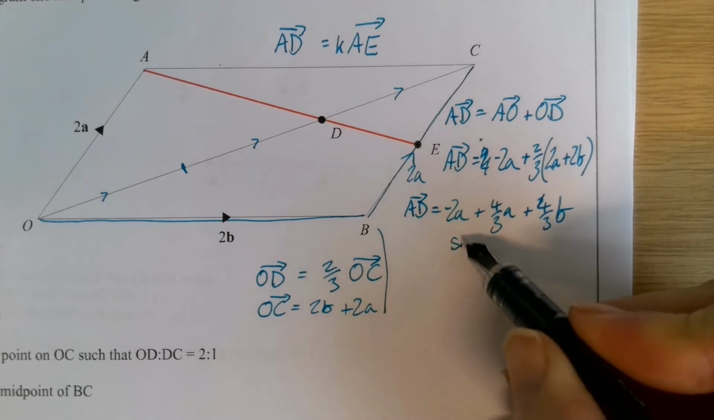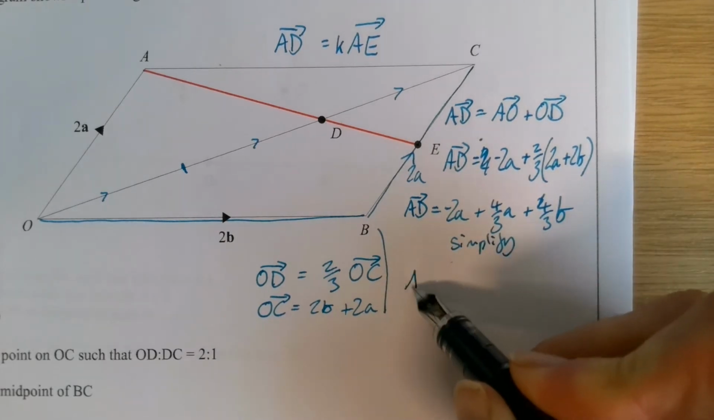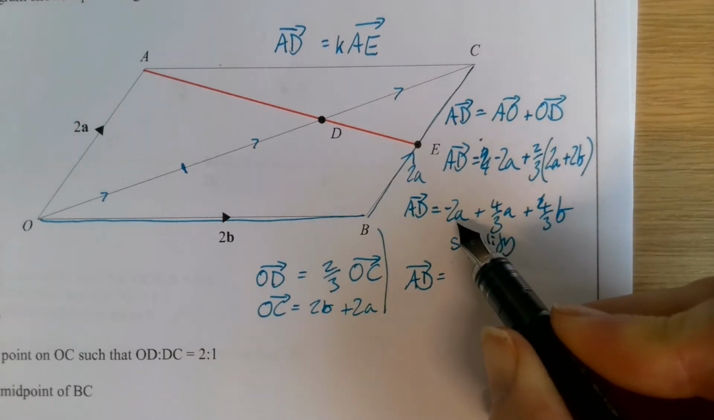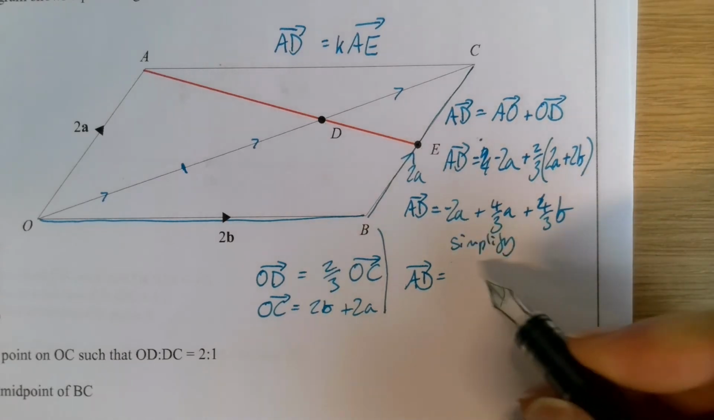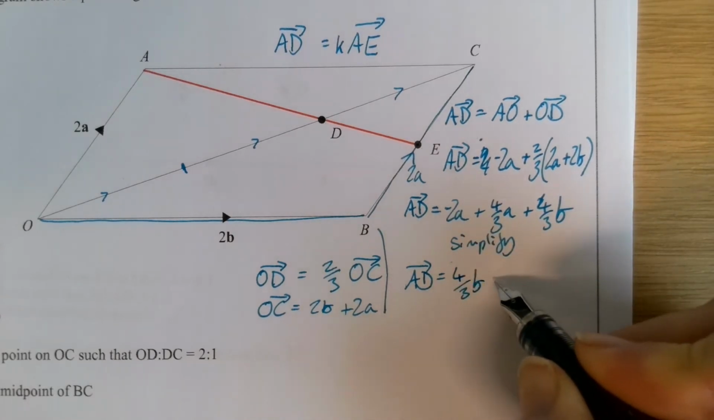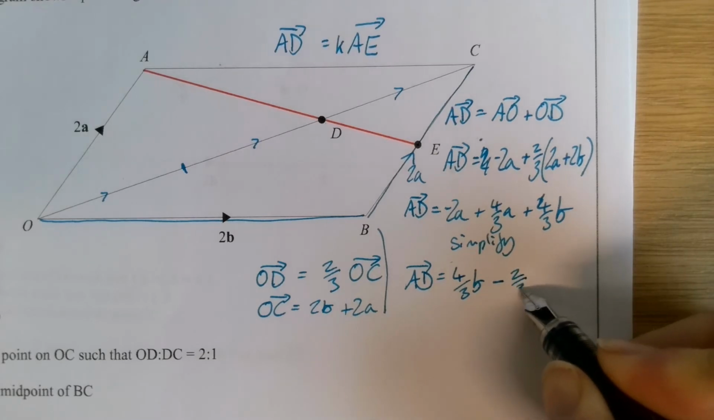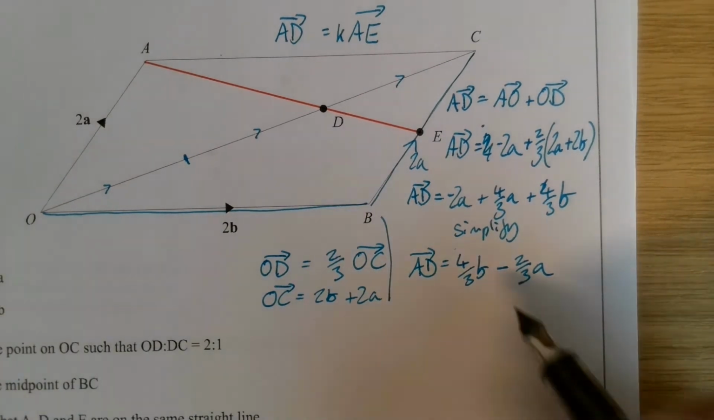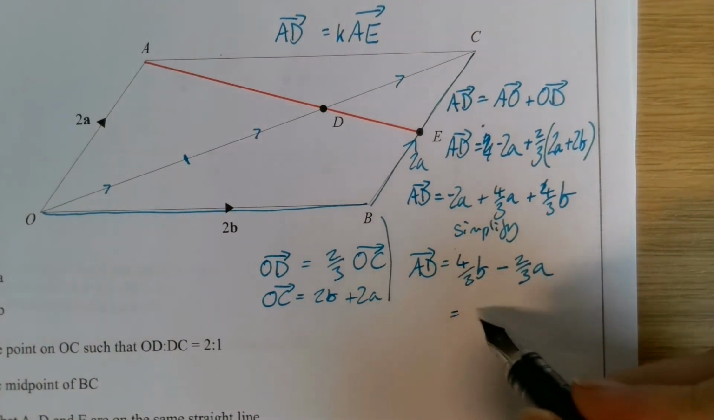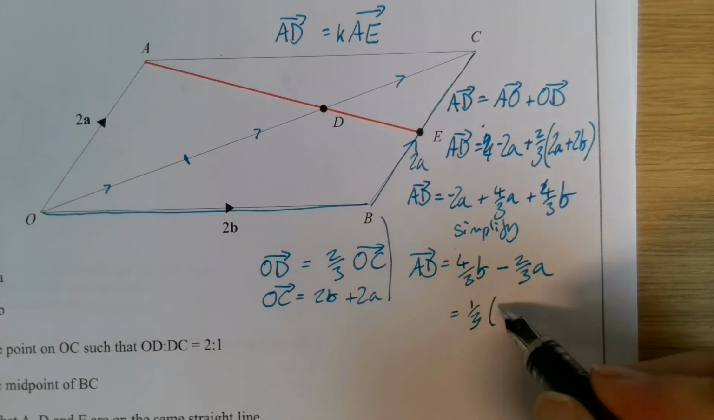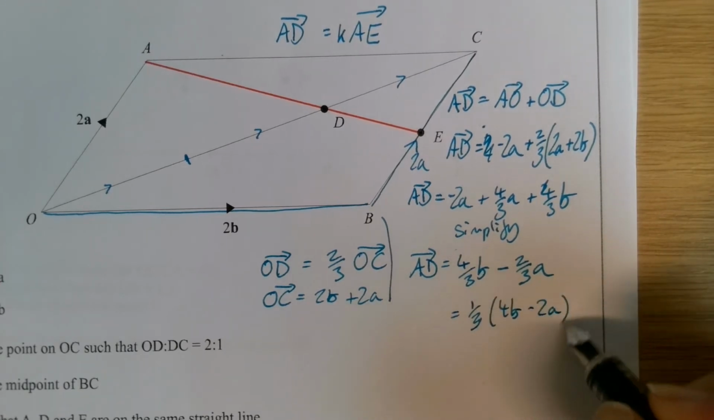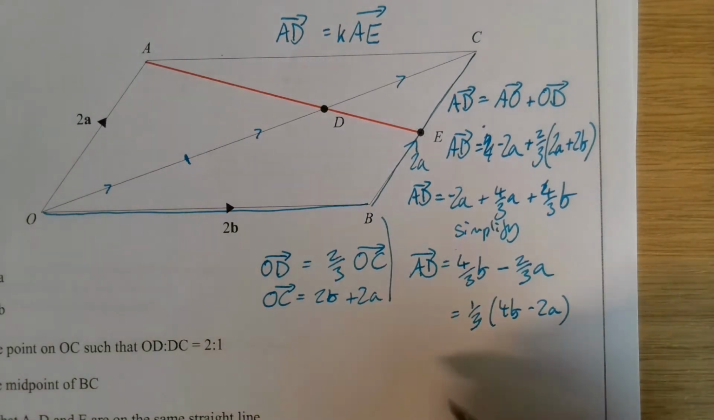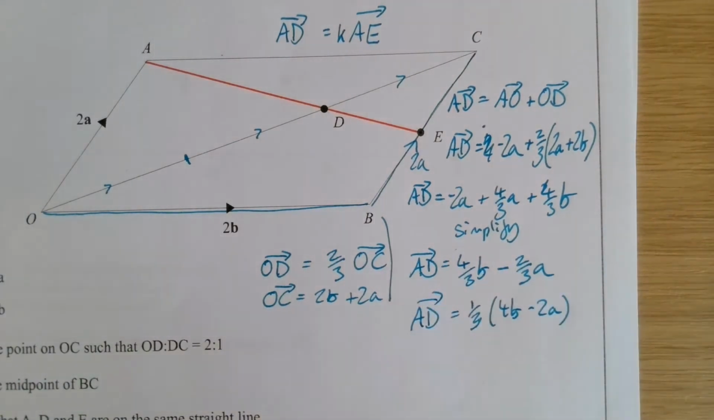Then we can simplify that. A to D is going to be, well, if I take 2A away, that's 6/3, isn't it? So that's going to give me 4/3 of B take 2/3 of A. And at this point, I could sort of have a go at factorising that a bit, couldn't I? 1/3 of 4B take 2A. I could take 1/3 out, couldn't I? And that's AD. So we've done AD.